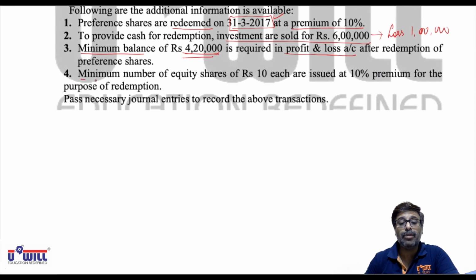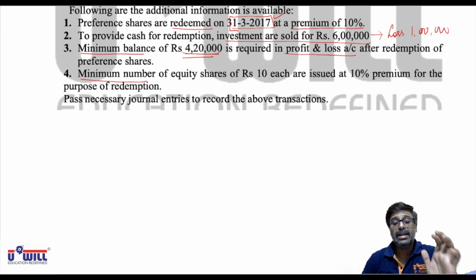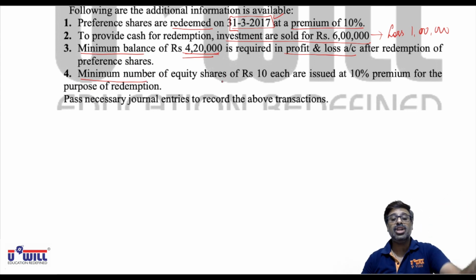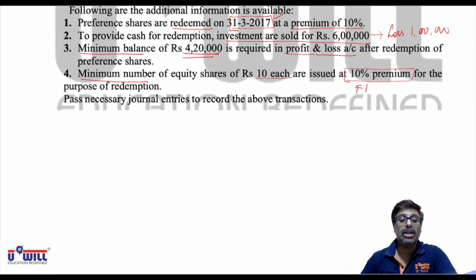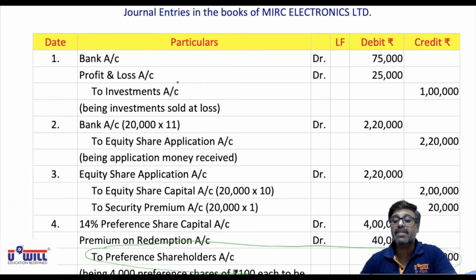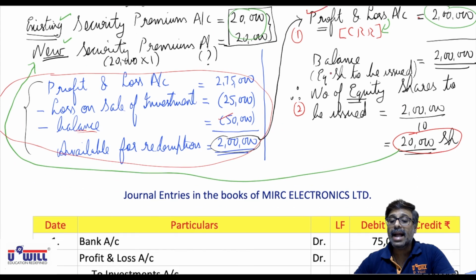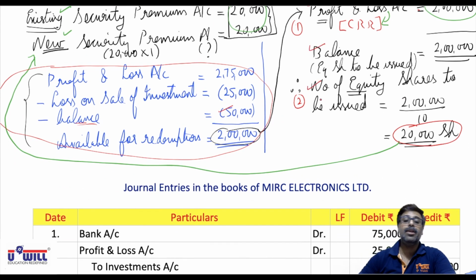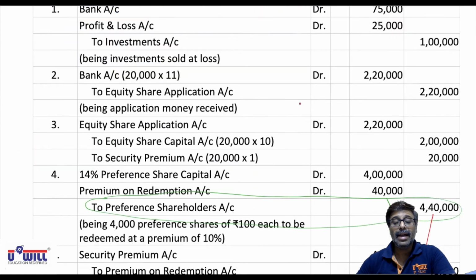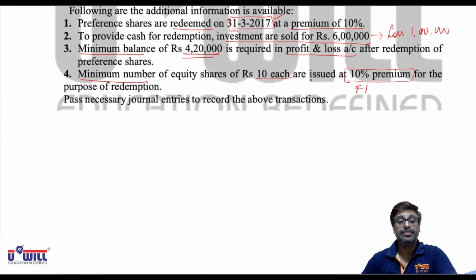And minimum number of equity shares, but how many equity shares is not given. Okay, it is just like the previous question, a sufficient number of equity shares. Minimum number of equity shares of 10 each are to be issued again at 10% premium, meaning 1 rupee premium, for the purpose of redemption. So just like the previous question, since you are not given the number of equity shares, first we will use profits of the company, and for the balance amount we will find how many equity shares are to be issued. Exactly similar to the previous question.